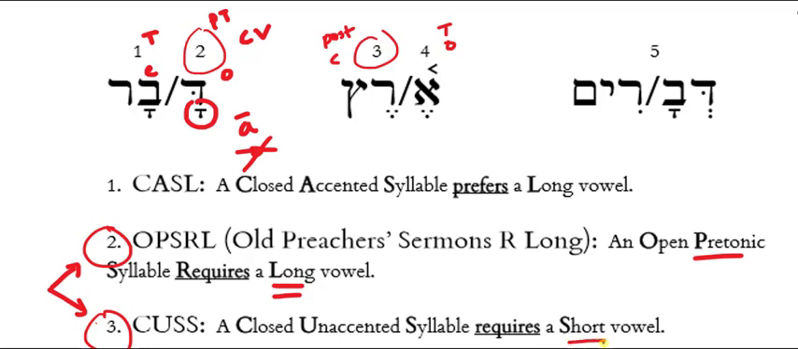It's got to be short. And sure enough, segol is a short E. Okay? So this is a requirement. Hebrew requires this to happen.